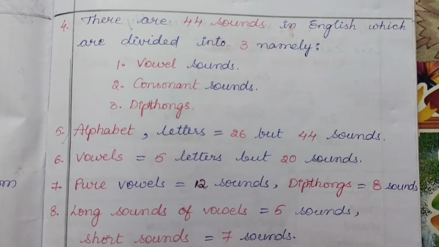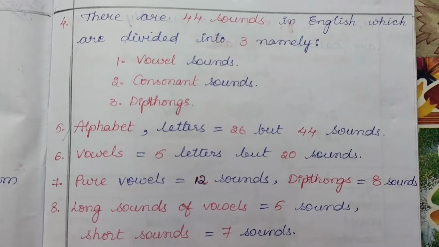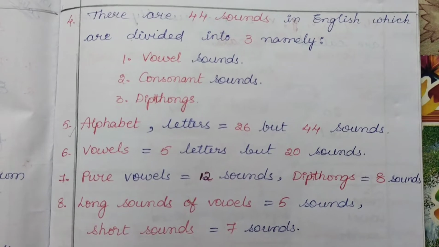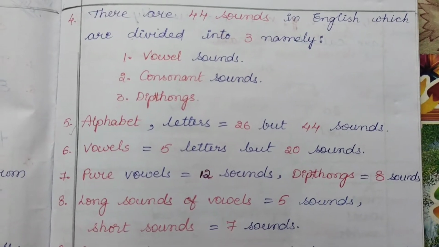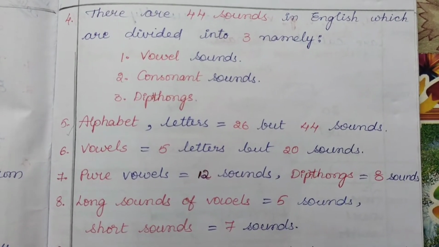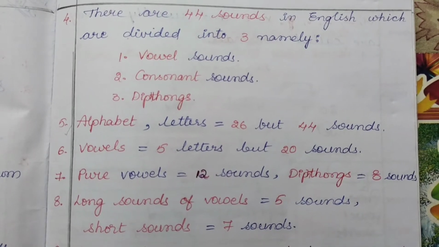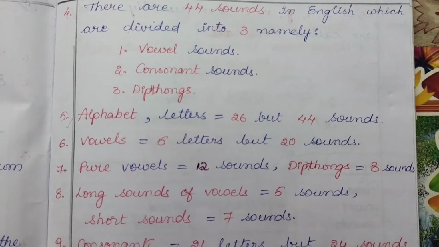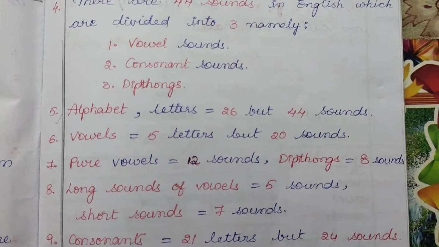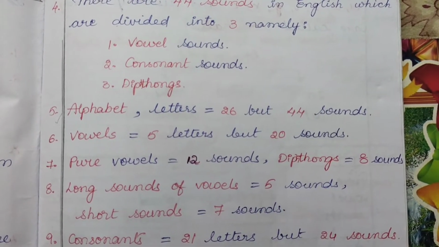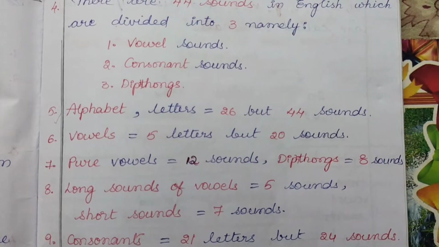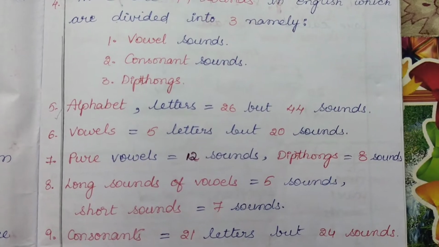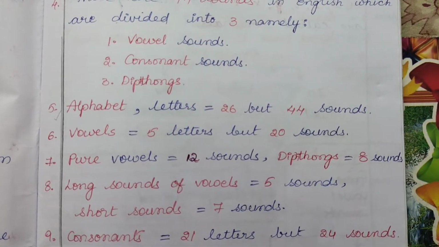Out of 26 letters, we have 44 sounds in English: 20 vowel sounds and 24 consonant sounds. All those are broadly divided into 3 groups, that is vowel sounds, consonant sounds and diphthongs. So how many alphabets do we have? 26. But how many sounds do we have? 44. In that, 5 letters are vowels.